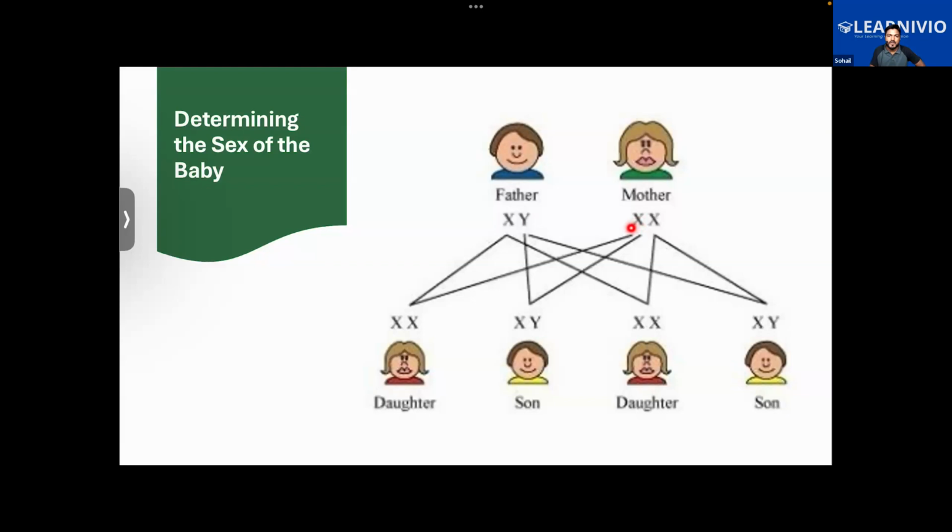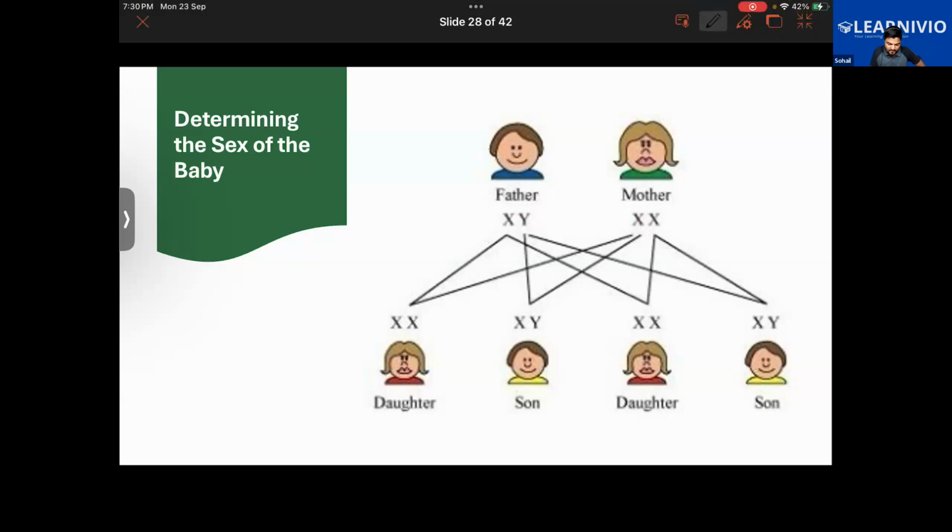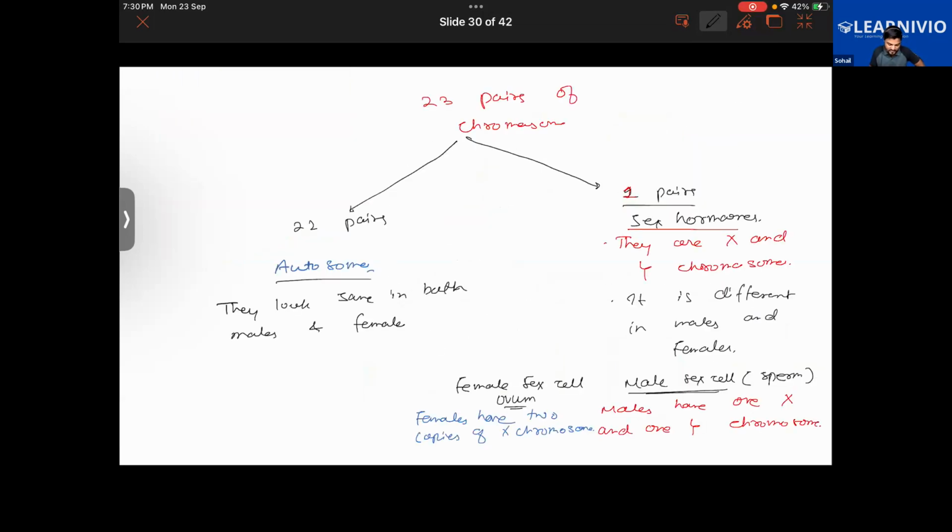Now, furthermore, when reproduction takes place between the male and the female parent, the sperm will be carrying either X or Y chromosome. Getting it, guys? The sperm will be carrying either X or Y chromosomes.